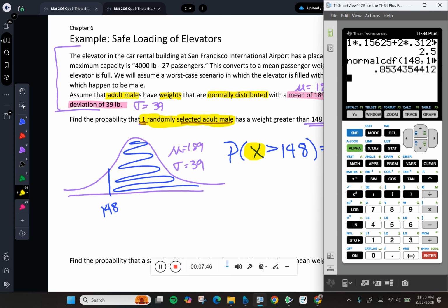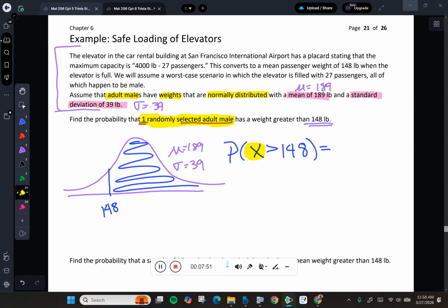And I see that this is about a 0.8534, or that we have about an 85.34% chance of a randomly selected individual having a weight that is greater than 148 pounds.